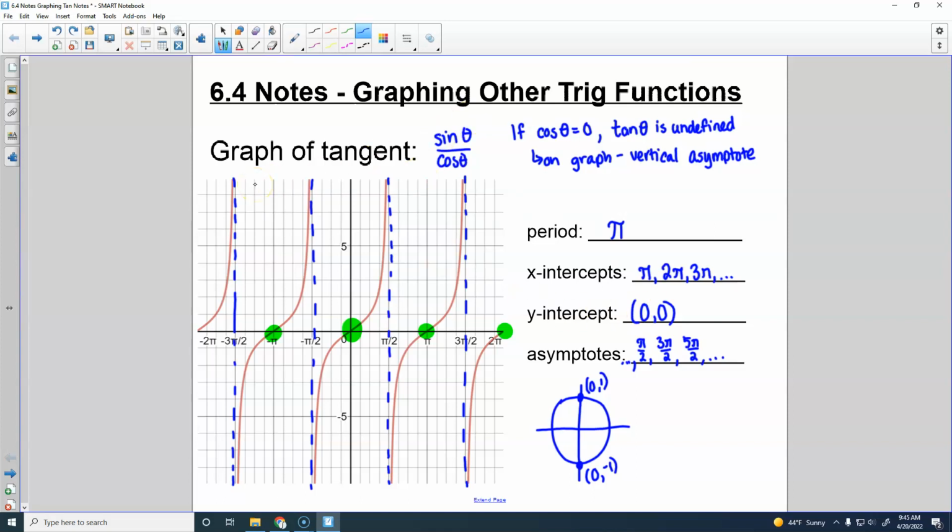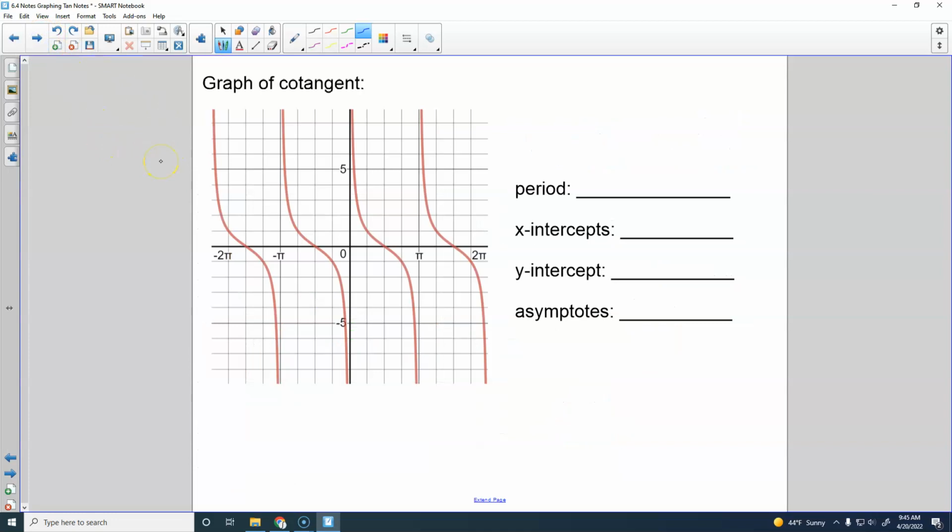Questions about anything here? The only tricky thing about identifying tangent is cotangent looks so similar. So you can see there are some differences here. What is the period for this graph, though? The difference is not the period of the graph. The period is still just pi for this.